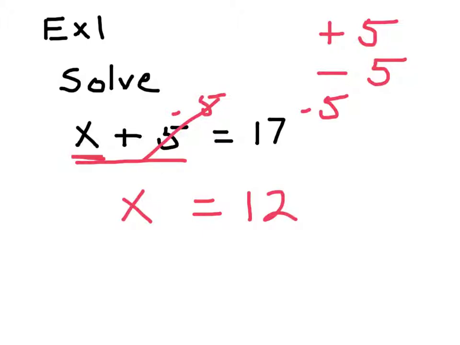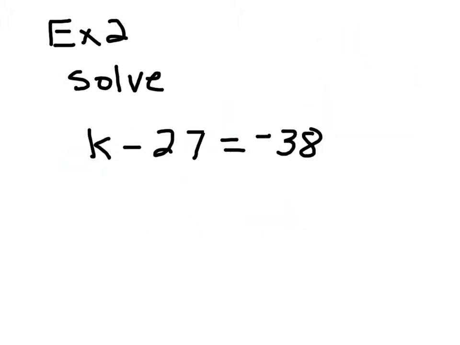Okay, so now if we go back and check it, we can see that 12 plus 5 is equal to 17. All right, example 2. Same type of equation, except this time we're subtracting.